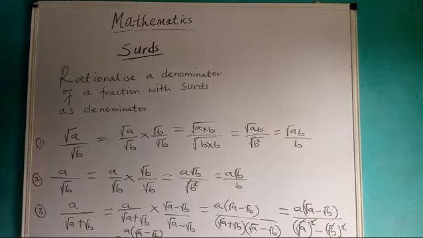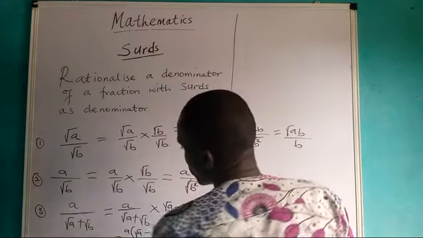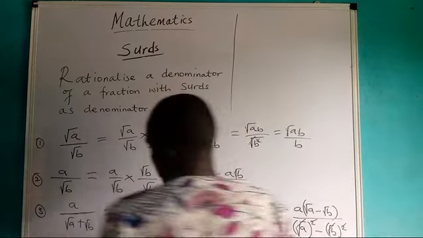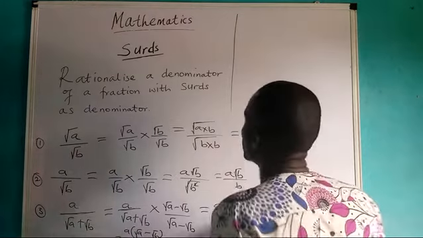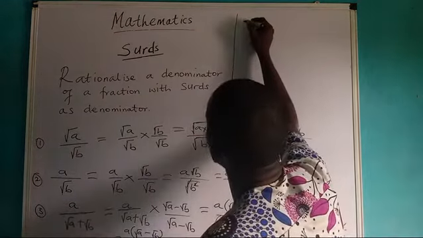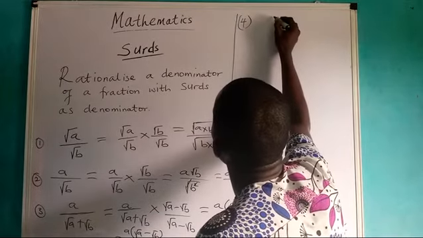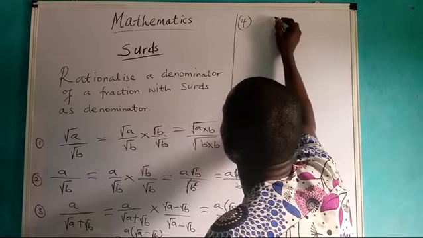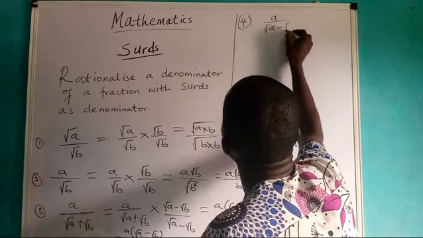Now, this one was an addition, the sign connecting the denominator root A plus root B is an addition. The same thing also applies to minus. If, for example, I have something like A all over root A minus root B.